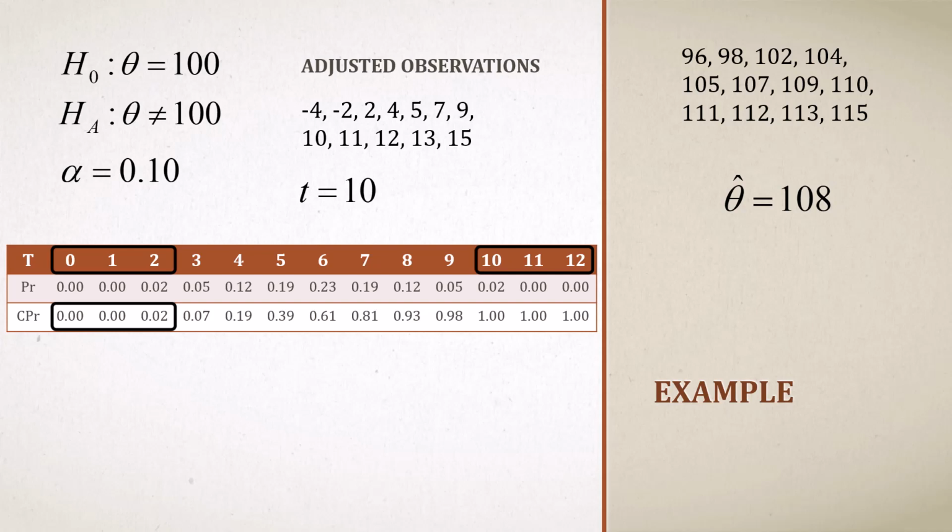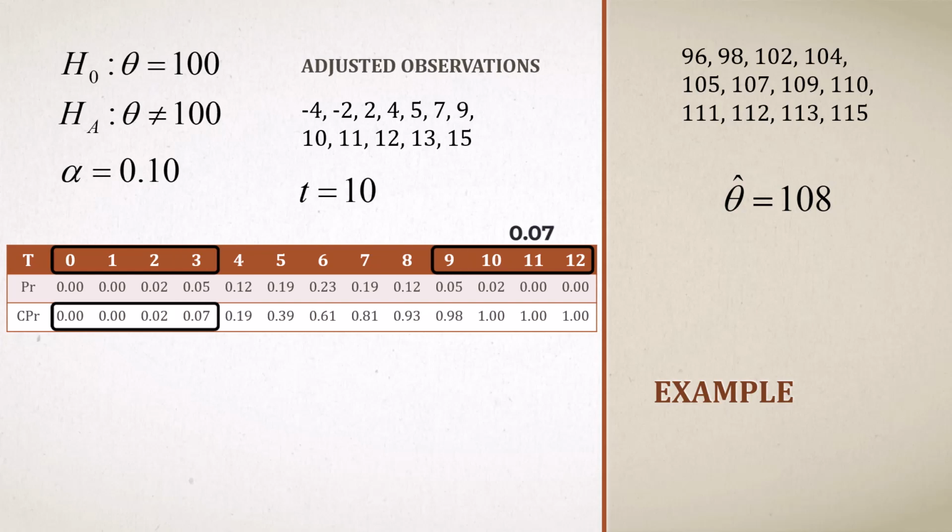Therefore, given the symmetry of this distribution, because it's based upon the probability of positive signs being 0.5, I know that the cumulative probability from the lower tail up is the same as the cumulative probability from the upper tail down, so I can take this 0.02 and multiply it by 2 to give me 0.04. So far, I'm still under my alpha of 0.10, and I have in the rejection region 0, 1, 2, 10, 11, and 12. What about 9 and 3?